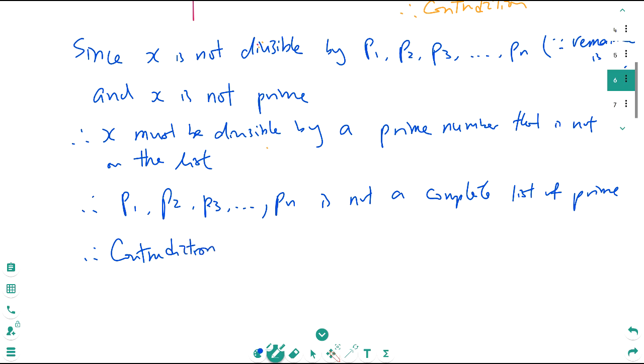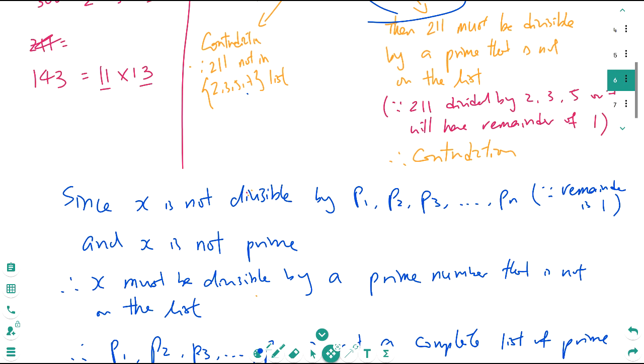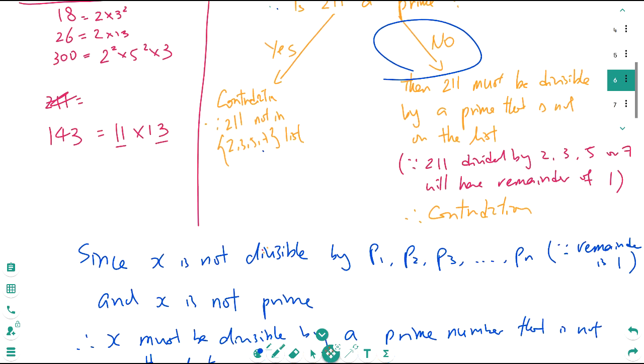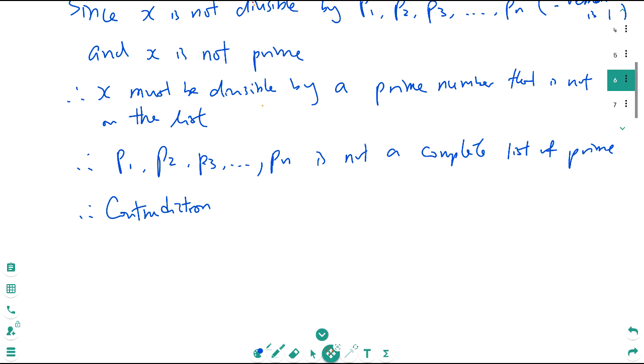Why contradiction? Because we said there is a finite list of primes. We assumed there is a finite amount of prime numbers, and this is the full list. So we have slapped our own faces. We found that x is not in the list, therefore contradiction. Therefore there is an infinite amount of primes.